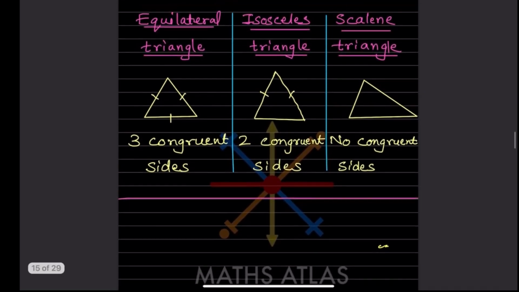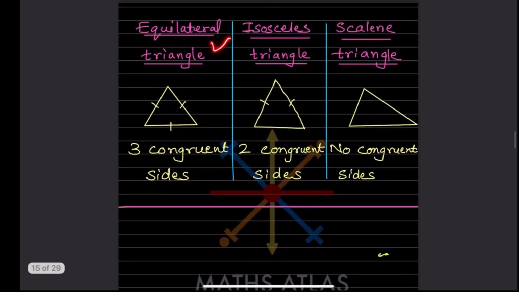Now the next one, let us see the difference between the equilateral triangle, isosceles triangle and the scalene triangle. Equilateral triangle means all three sides are equal, three congruent sides. Isosceles triangle means this side and this side are equal, so we have two congruent sides. And the scalene triangle means all three sides are unequal, so we can say no congruent sides.